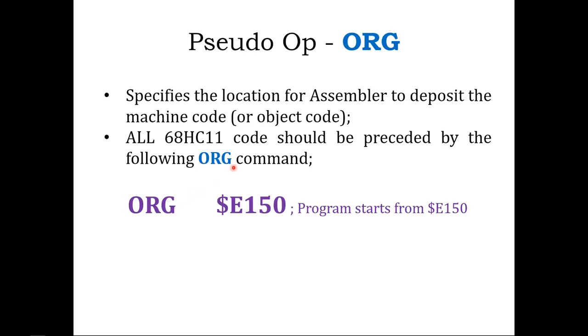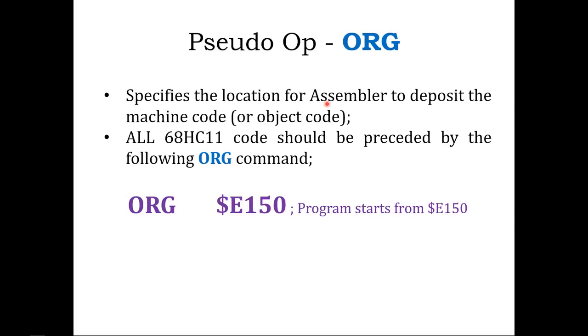For example, I think the most common one you always use in every program is org. Remember, at the beginning of the program, you always mention org and give an address. Think about this command. It doesn't belong to your instruction set. This is something we always call a pseudo op. It specifies the location for the assembler to deposit the machine code or object code, because you just tell it, okay, starting from this address, deposit my machine code.